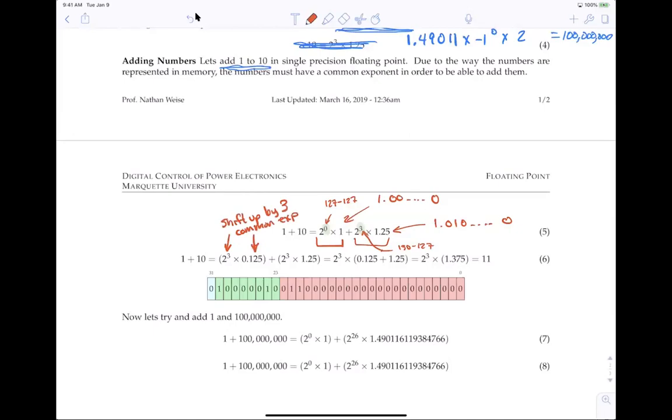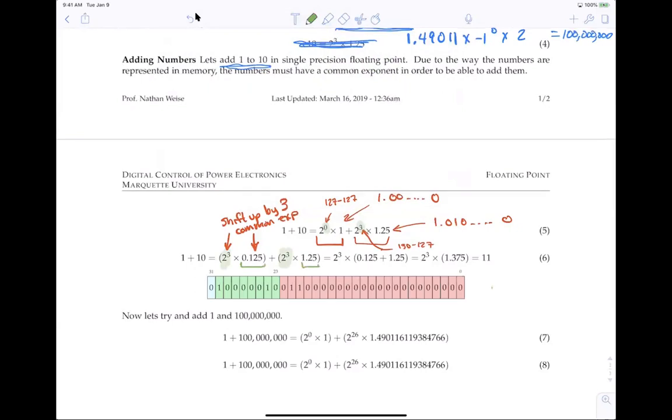Okay, so now that they're common, we can pull out the 2 to the 3, right? They're common, so we can pull it out in front. And guess what? You can go ahead and add your 2 mantissas, right? So you have 0.125 plus 1.25. So you should get 1.375, if I can do math correct. We'll see. Okay, so what do you get?